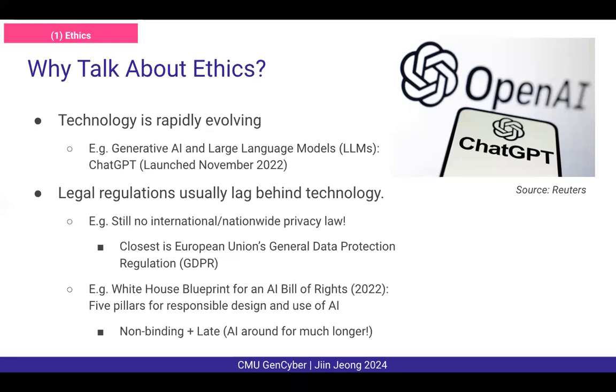And oftentimes, legal regulations lag behind technology. For example, there is still no international or even nationwide privacy law. The closest is the European Union's General Data Protection Regulation, or GDPR, but there is no international agreement or nationwide privacy law in the US. Another example is the White House Blueprint for an AI Bill of Rights in 2022, which talks about the 5 pillars for responsible design and use of AI. But this is non-binding, and pretty belated considering that AI has been around for such a long time, and this was only introduced in 2022. So ethics is important to talk about because legal regulations still lag behind and technology is rapidly evolving. Sometimes we can't rely on legal regulations to make a decision, but we have to think about ethics.